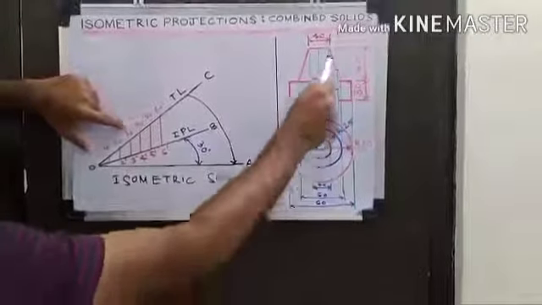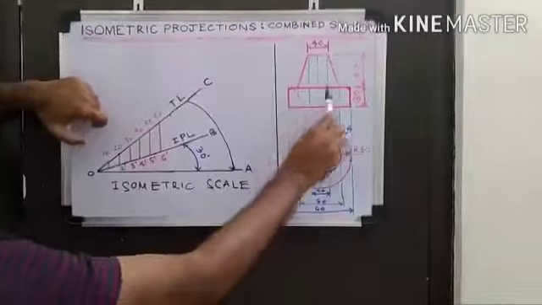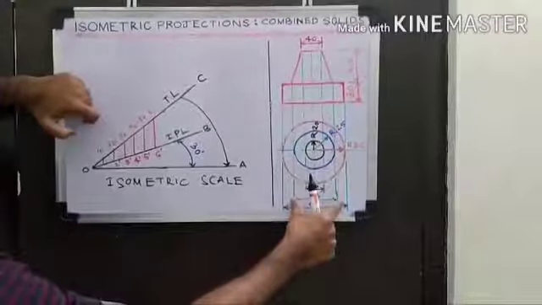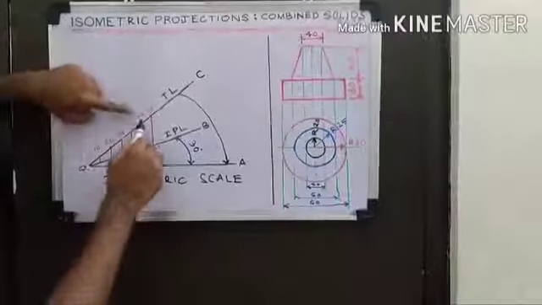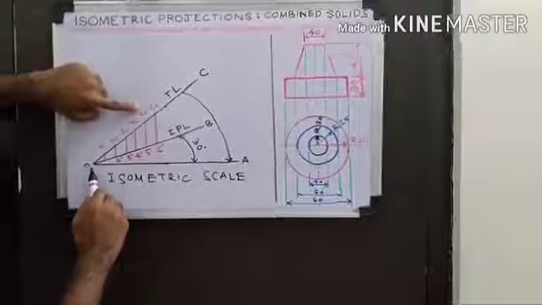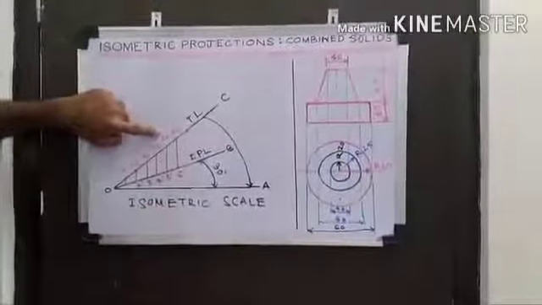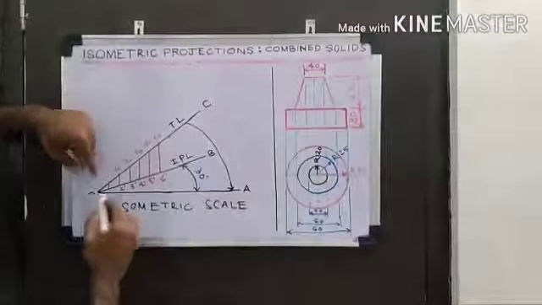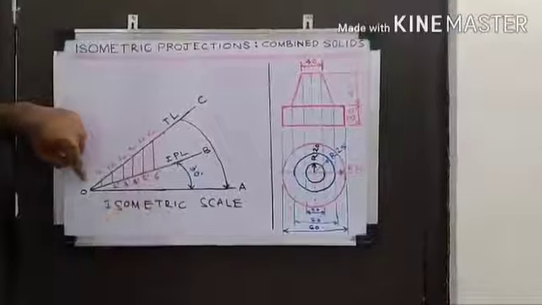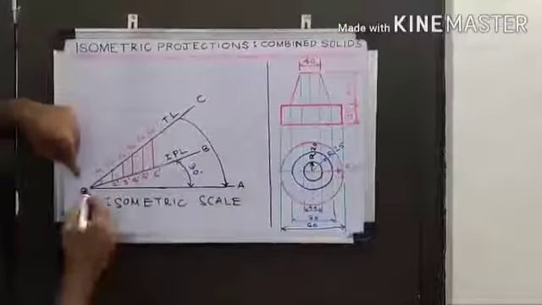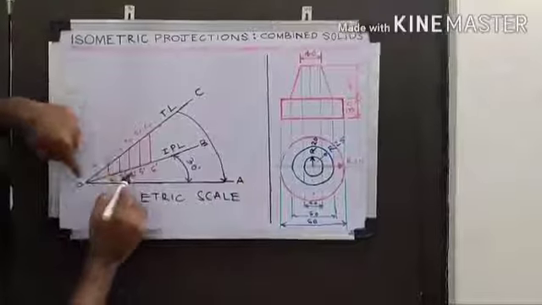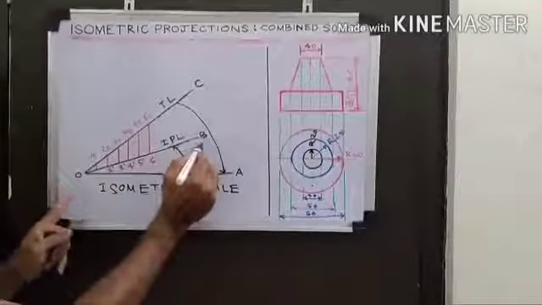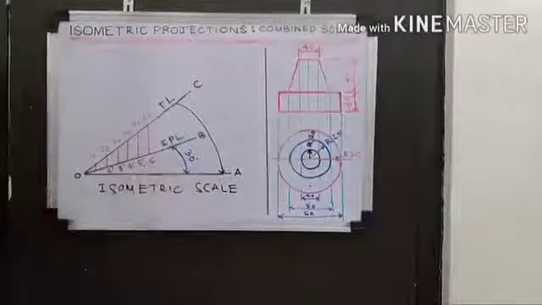Going for frustum of a cone, its base is how much? This base represents, you can see, 50 mm. So 0 to 50. So isometric projection length 0 to 5 dash. Isometric top portion 40, 0 to 40, 0 to 4 dash. Height is 40. So 0 to 40, 0 to 4 dash. You have to measure the length from OB line, which is going to be regarding isometric projection.